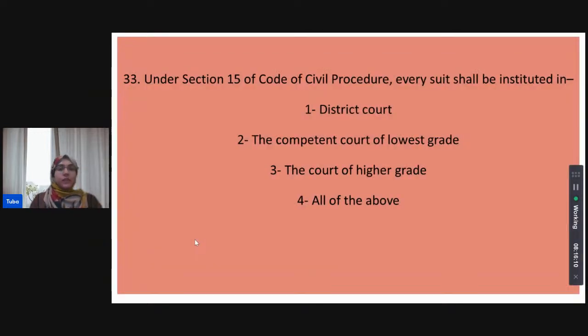Under Section 15 of CPC, every suit shall be instituted in a very simple question. We should all know the answer to this: in district court or the competent court of lowest grade, the court of higher grade, or all of the above. I will start the timer.